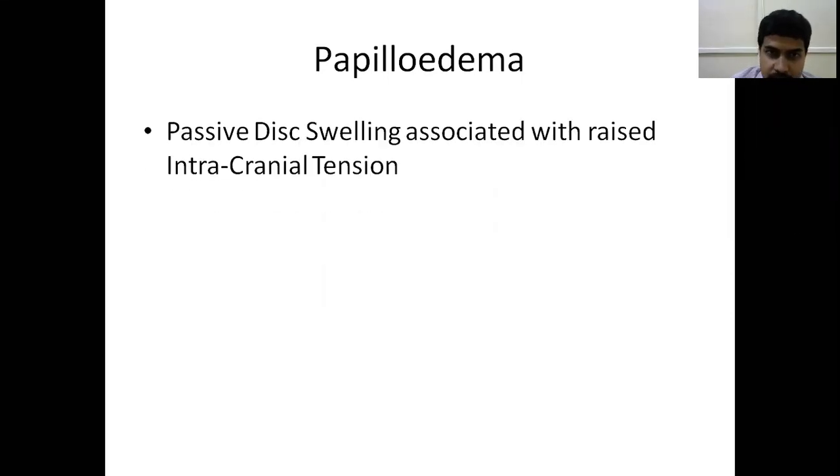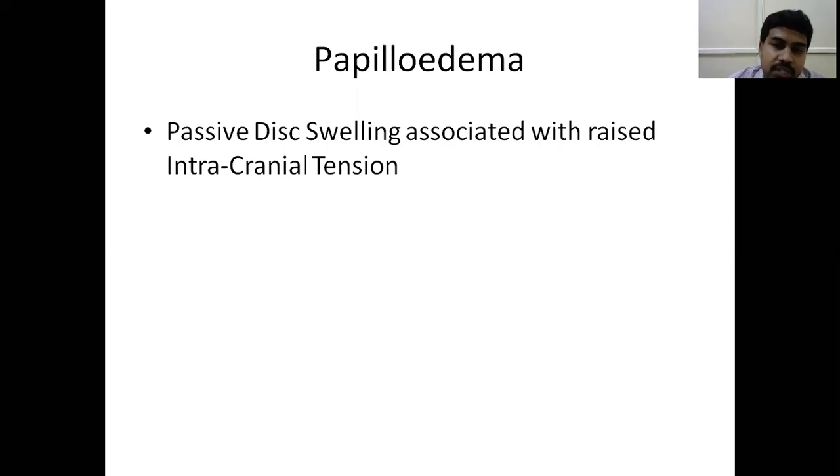Similarly, papilledema, this is the last topic for today. This is again an important one. It can be asked as a 4 marks or a 2 marks question. So papilledema is nothing but a passive disc swelling associated with raised intracranial tension. In optic neuritis, there was also a disc swelling, edema of the disc.